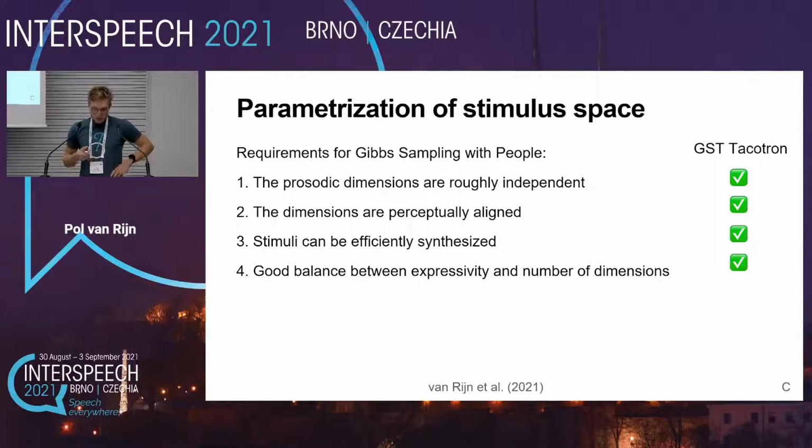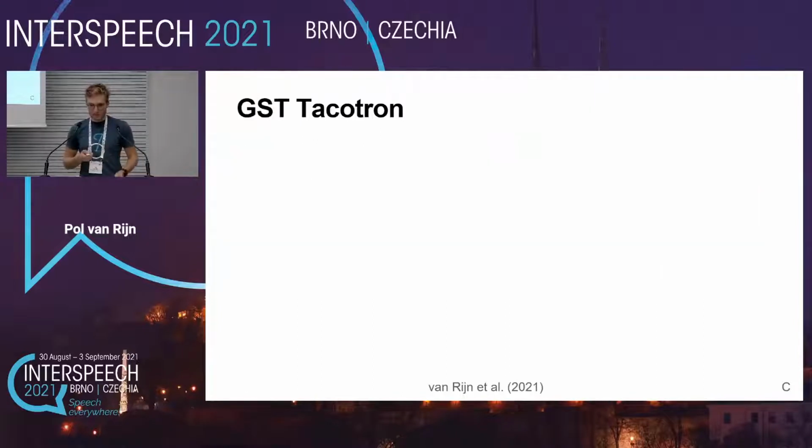And the cool thing also is that while those learned speaking styles sound very distinct, you do not need a very large number of them. So we also use 10 speaking styles, and that already allows you to cover a large part of this prosodic space.